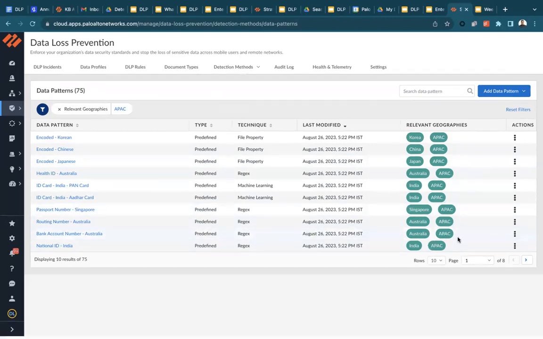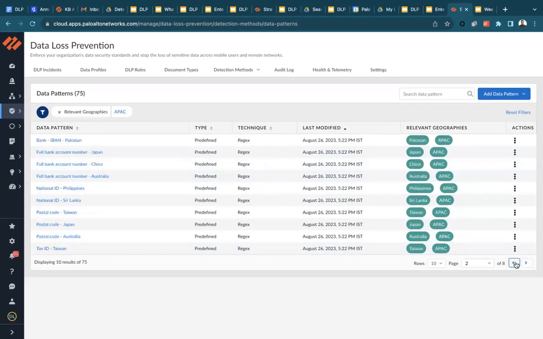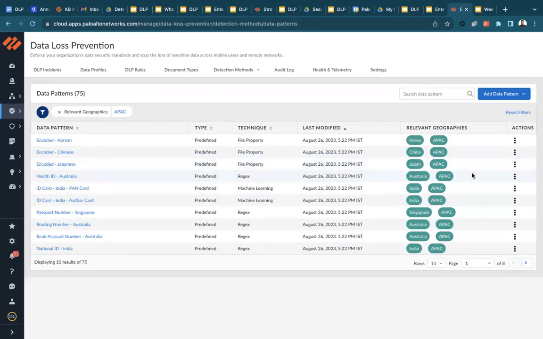And this gives you a little bit of detail on which of the regions each of these patterns correspond to. Like this is a full bank account number for Japan, so obviously it includes Japan, and the China one has China, and so on, just based on which region these countries came from.